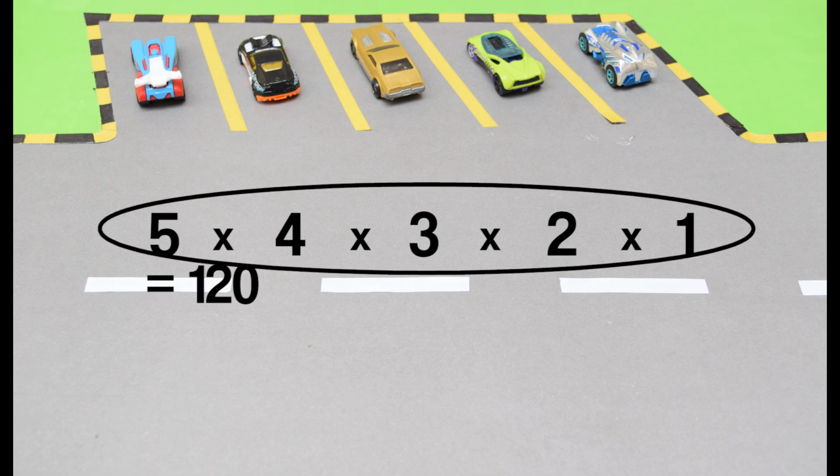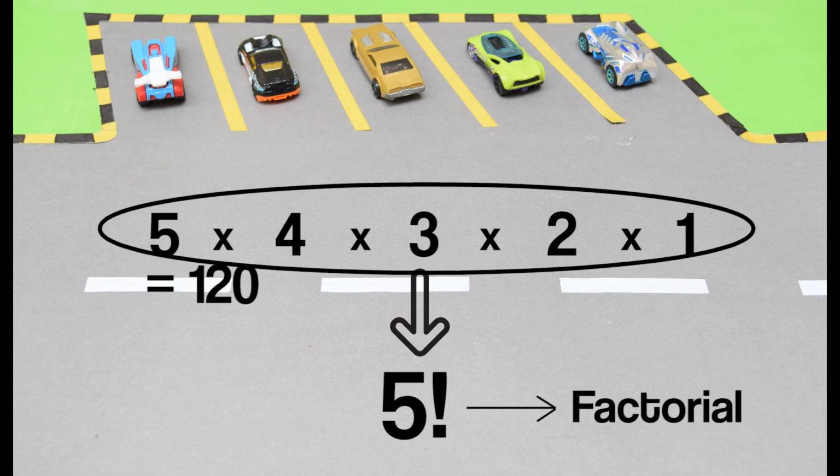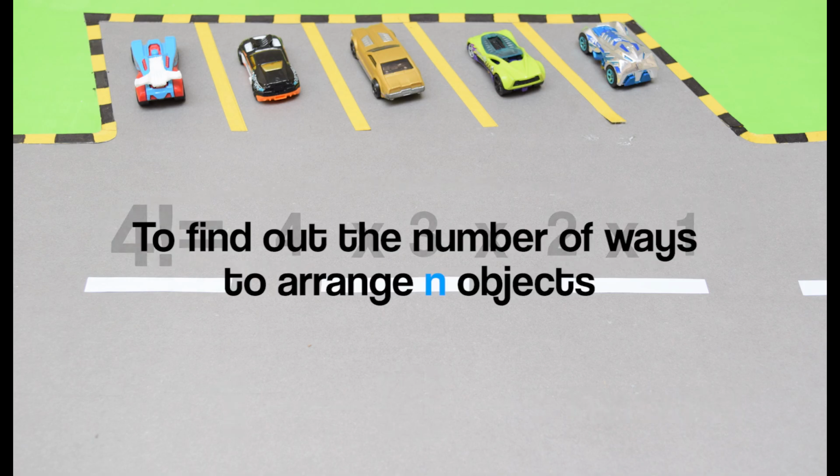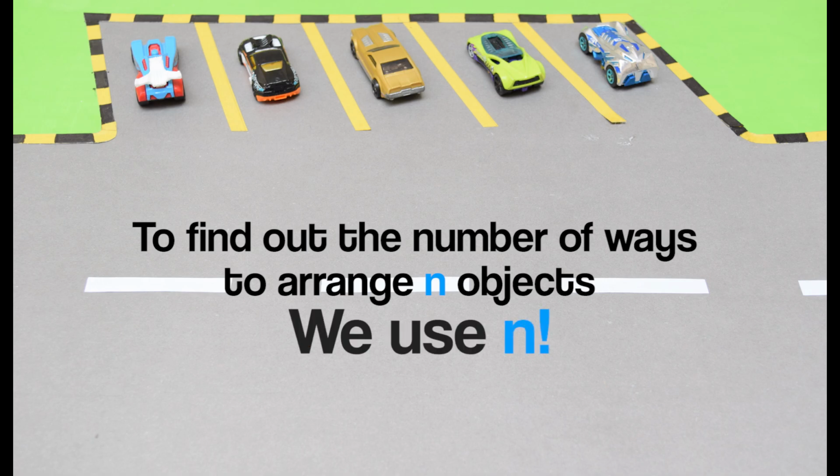We can write this long expression like this. It is not an exclamation mark, it is called a factorial. A factorial is basically the product of all the whole numbers from the given number to 1. For example, 4 factorial is 4 times 3 times 2 times 1. So, to find out the number of ways to arrange n objects, we use the formula n factorial.